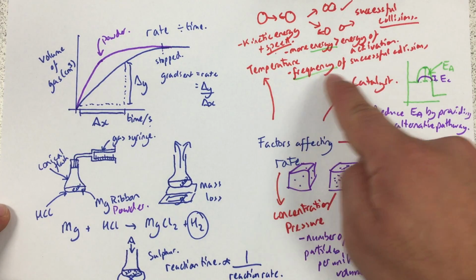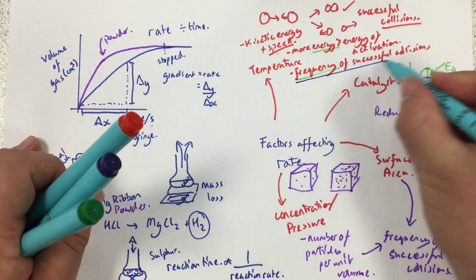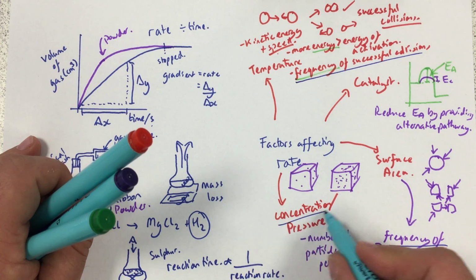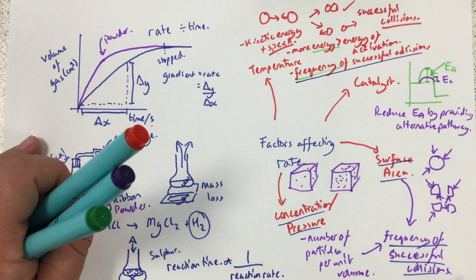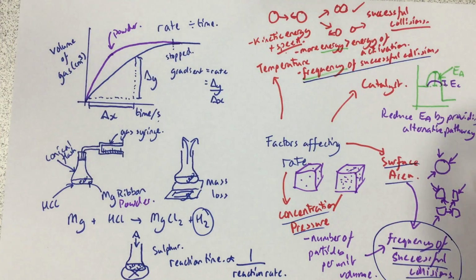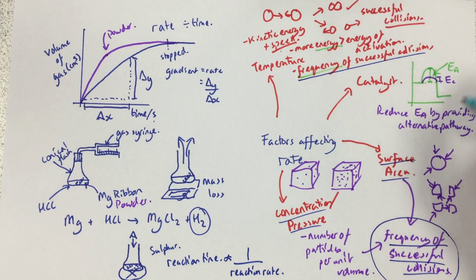And then frequency of successful collisions is perhaps the most important and useful phrase that you can learn, because you can see that we use that to explain temperature, we use it to explain both concentration, pressure, and surface area. So if you can remember that phrase, and remember the only one of these 5 things that doesn't affect the frequency of successful collisions is catalyst, you can very easily pick up marks on this bit.